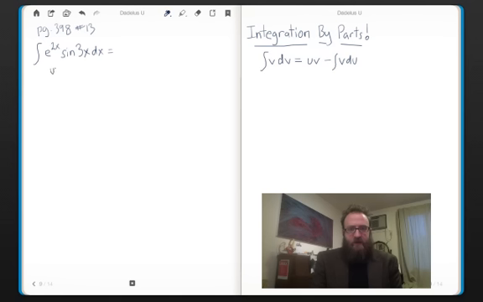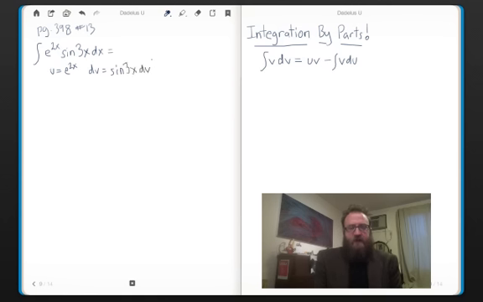Let's start with the u. Our u is e to the 2x. Generally, if you have an e, you're going to want to assign the e to the u, because it's an easy function to take the derivative of. Now our dv, so notice we're assigning u and dv. Our dv is what's left over. That's sine of 3x times dx.